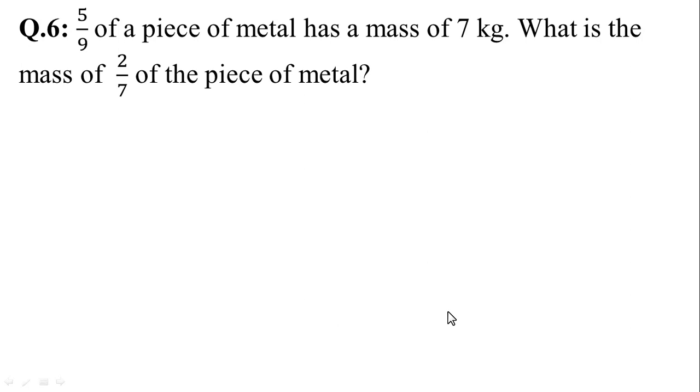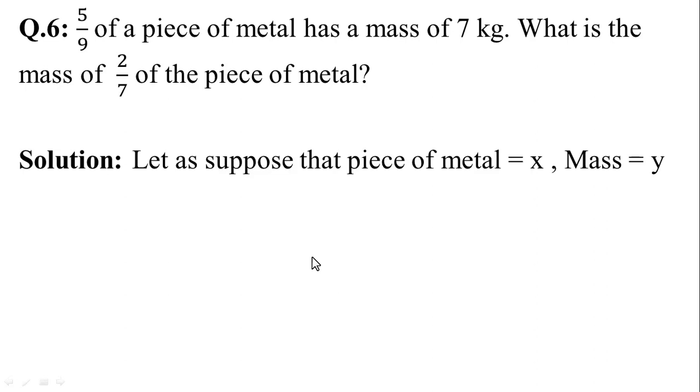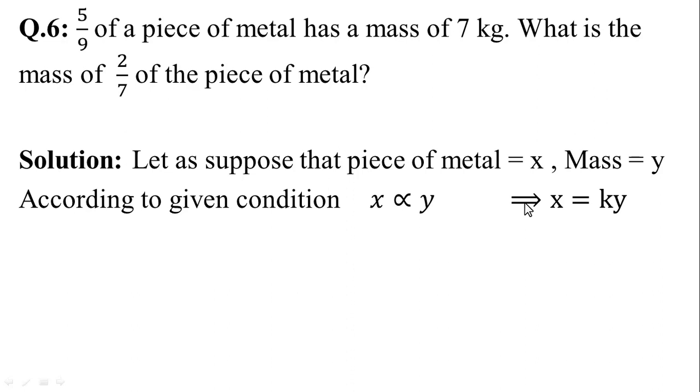Now in question number 6, 5 upon 9 of a piece of metal has a mass of 7 kg. What is the mass of 2 upon 7 of the piece of metal? First of all, let us suppose that the piece of metal is equal to X and mass is equal to Y. Then according to the given condition, X is directly proportional to Y. When we remove the proportionality sign, we use the constant, so X is equal to KY.